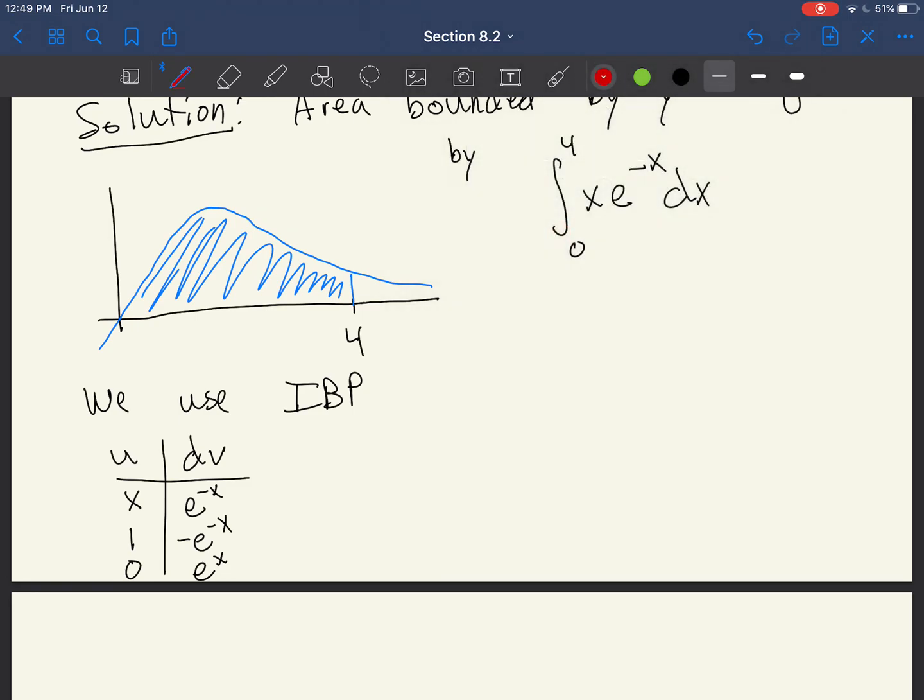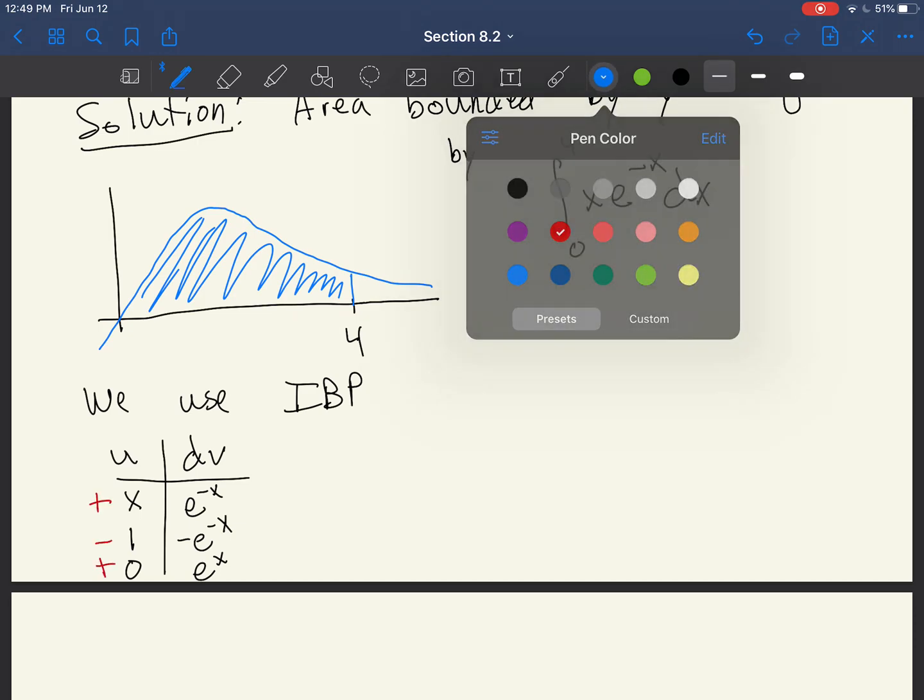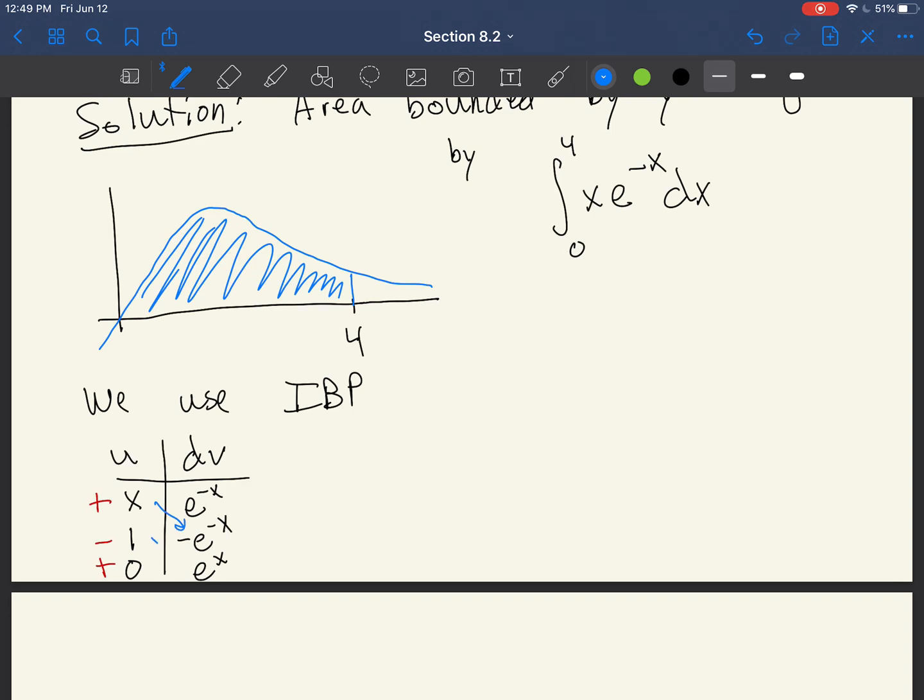Kind of running out of space. I think I made it work. Add your signs, plus, minus, plus, and then multiply diagonally. So this integral is negative x e to the negative x, evaluated from 0 to 4, minus e to the negative x, evaluated from 0 to 4, and then plus 0. We don't have plus C because this is a definite integral.